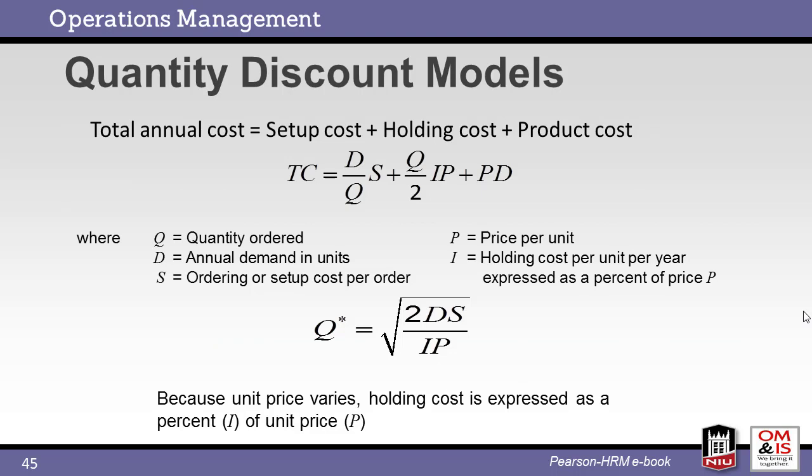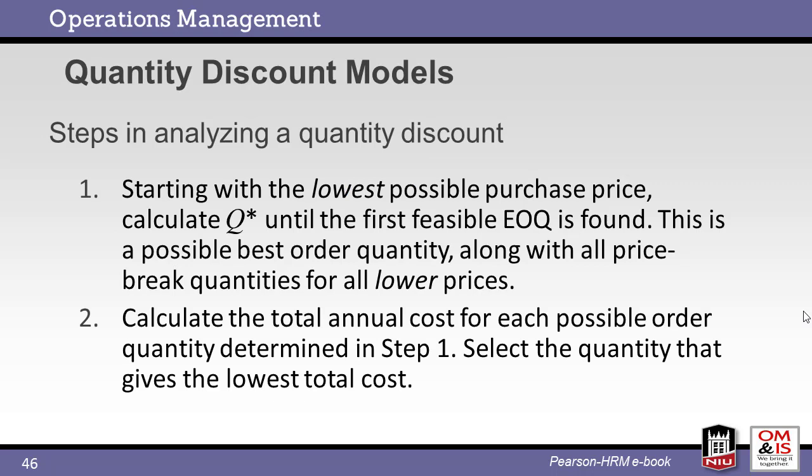The calculation for quantity discount model is shown here. We have added the cost of product to the setup and holding costs. Also note that the holding cost is expressed as a percentage of the unit price rather than a fixed cost per item. We see the slightly modified economic order quantity Q star equation. To analyze the value of a quantity discount, we start by calculating the economic order quantity for each of the pricing levels. Next, we determine whether the quantity exists within the valid range for that price discount. This will become clear when we look at the analysis graphically.